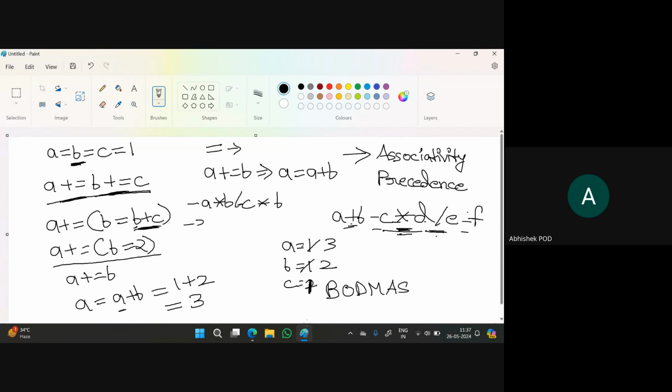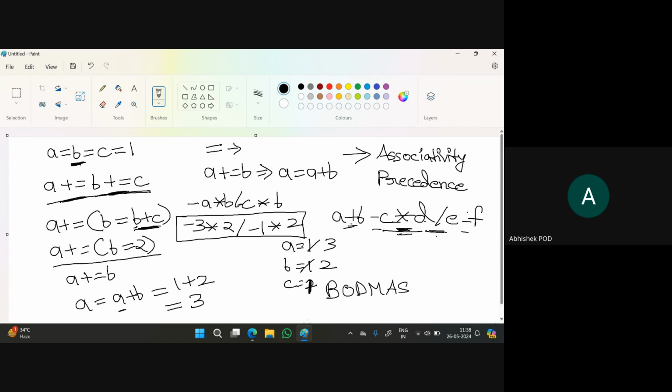So minus a means minus 3, b means 2, divide by minus c means minus 1, and multiply by b means 2. Now again, this is a complex expression that is written here in front of you. You have to evaluate it based on the precedence and the associativity rule of C language.